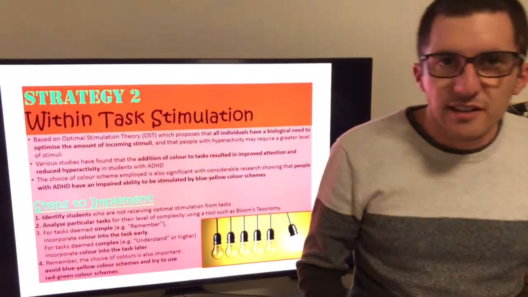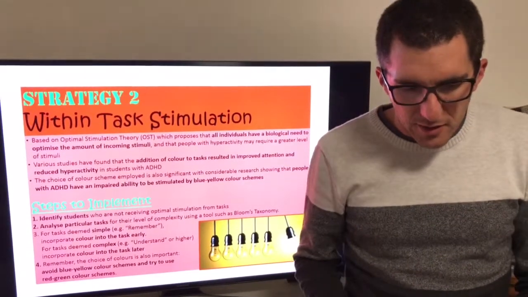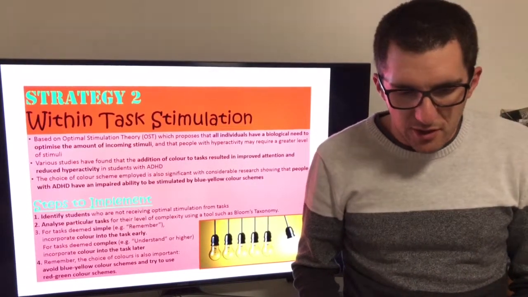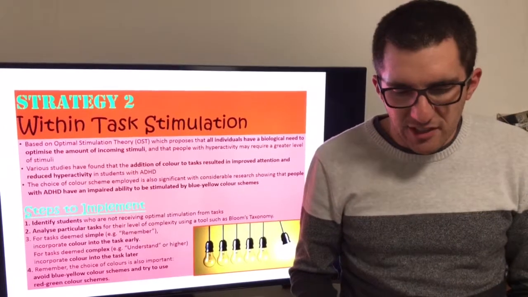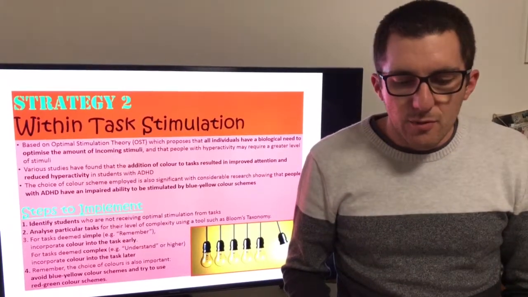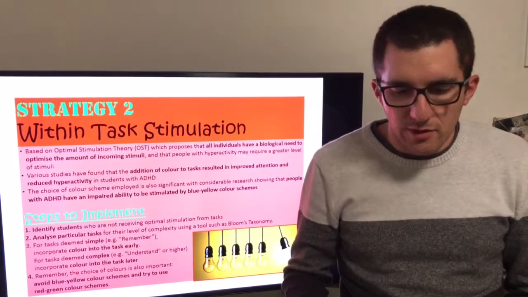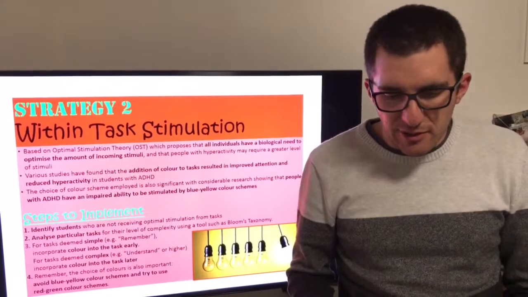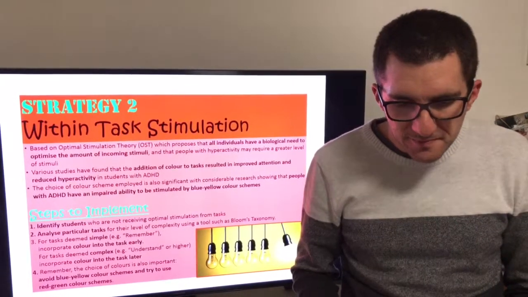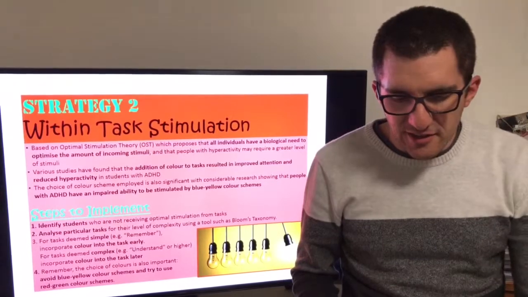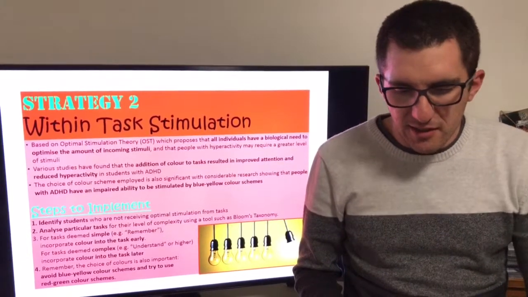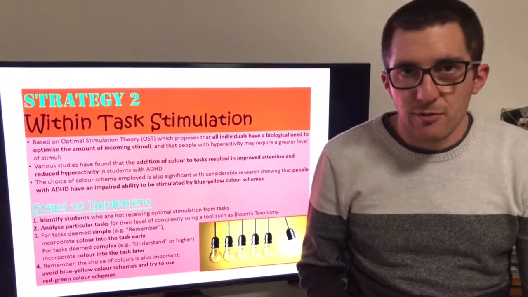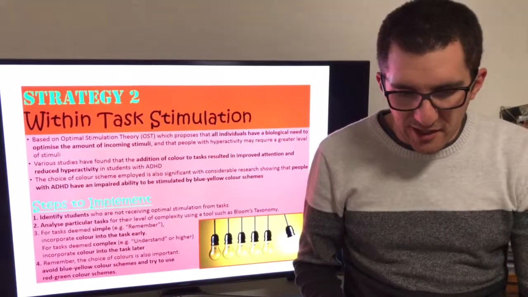Second strategy you want to look at is within task stimulation. So this is based on optimal stimulation theory, which proposes that all students have a biological need to optimise the amount of incoming stimuli, and that people with hyperactivity might require a greater level of stimuli. And so this helps us to explain why sometimes it's difficult to sustain their attention with low stimulation activities. Various studies have found that the addition of colour to simple tasks, such as search or copy tasks, resulted in improved attention and reduced hyperactivity in children and adolescents with ADHD.